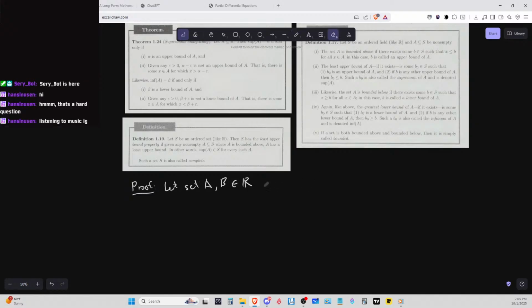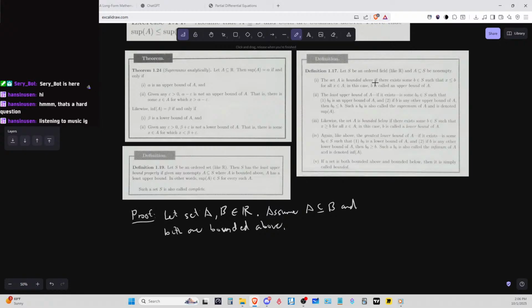Actually, okay, assume A is a subset of B and both are bounded above. So, according to our definition of bounded above, A is bounded above if there exists B in S such that X is less than or equal to B.